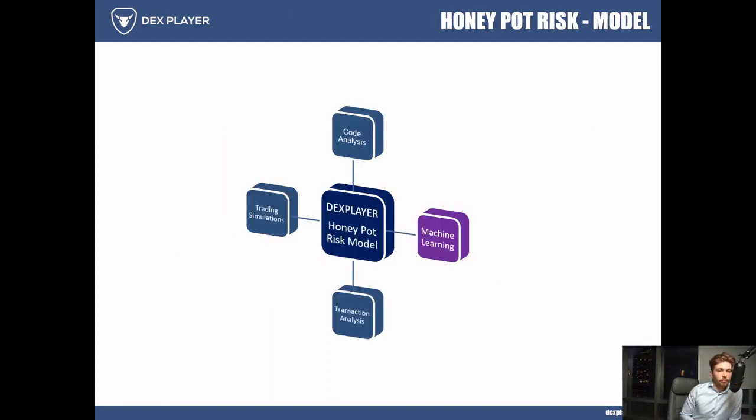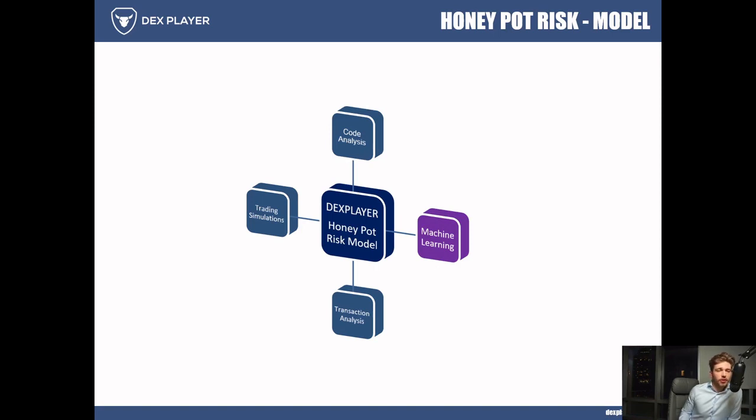So here I want to talk about the honeypot risk model of Dexplayer. As you may know, our company is all about reducing the risk of crypto traders getting into honeypots. So we have 4 pillars. The first one is the code analysis. Code analysis looks at the smart contract code and detects if there are any methods, any pieces of code that are designed to trap the money and to prevent people from selling the token that they buy.